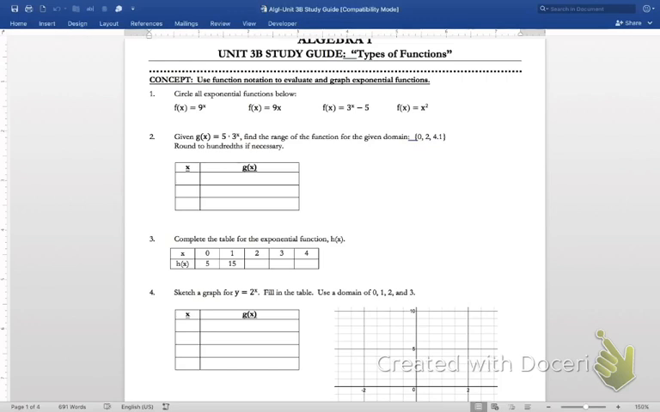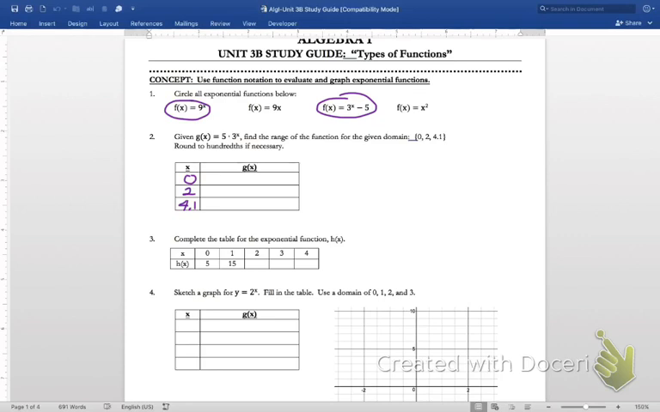Number 1 says circle all of the exponential functions below. Anything with an x as the exponent is going to be exponential, so that's going to be the first one and the third one. Next we have to fill in the table for the exponential function 5 times 3 to the x. Our domain is going to be 0 and 2 and 4.1.